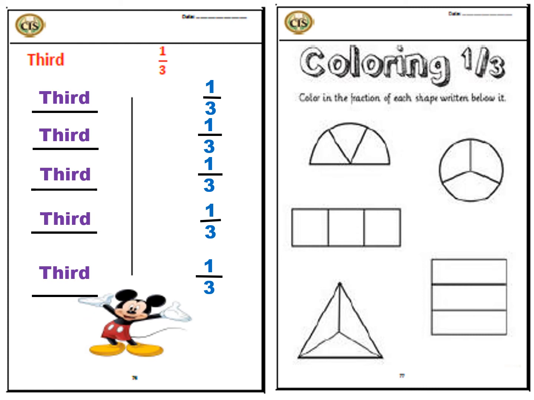The second exercise, coloring 1 over 3. I will color 1 part of the 3 parts like this with red.